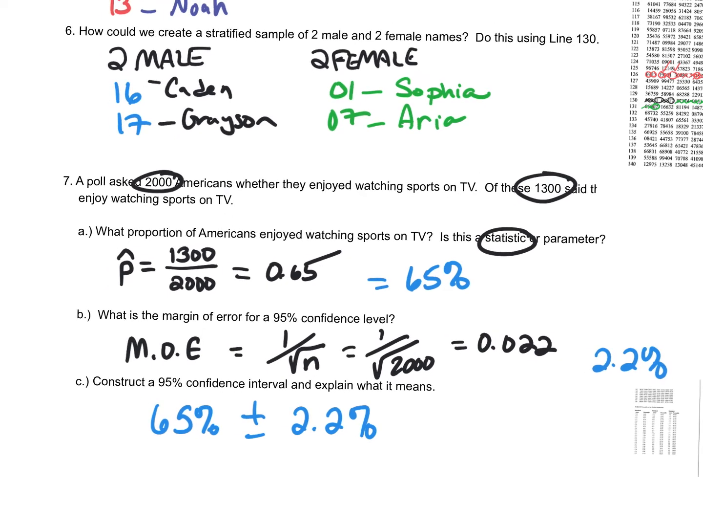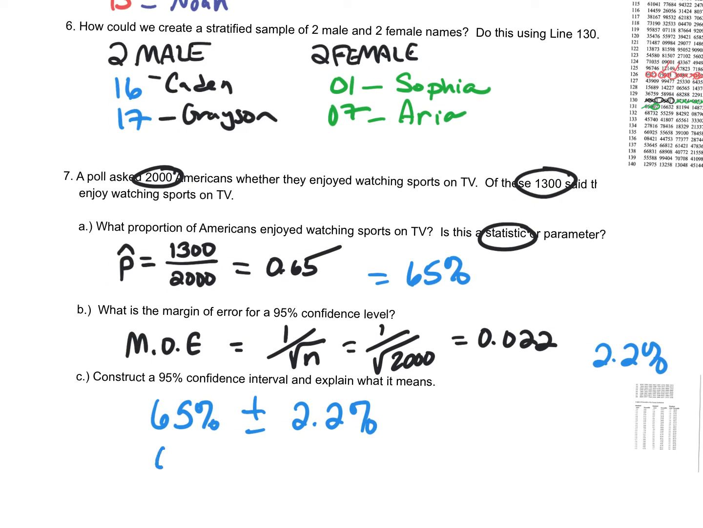So if I add and subtract that, I'll get 62.8%. That's if I take 65 and subtract 2.2. And then I will add it on as well and get 67.2%. So what this means is I'm about 95% sure that if I surveyed everyone in the population, the percentage of those who would enjoy watching sports on TV is somewhere between 62.8 and 67.2.